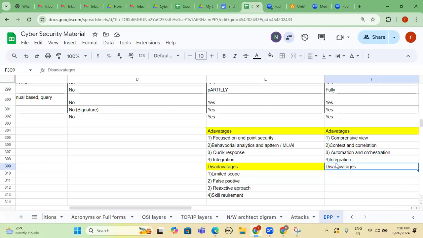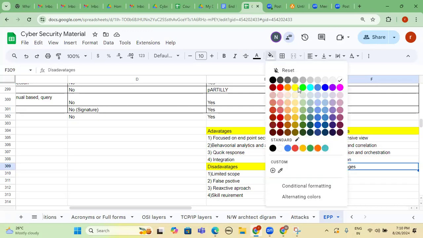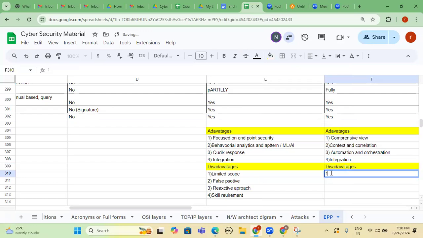Cost. As compared to EDR, XDR is a little bit more expensive. The second one is skill requirement. The same thing here: in the market, sufficient people are not available to do threat hunting and other capabilities, especially automation.